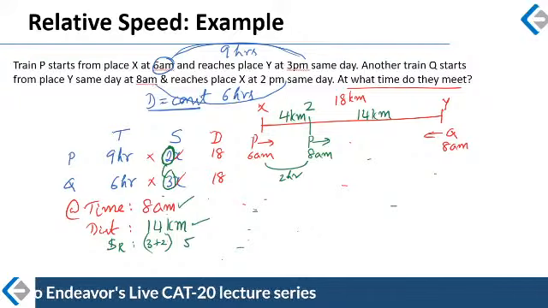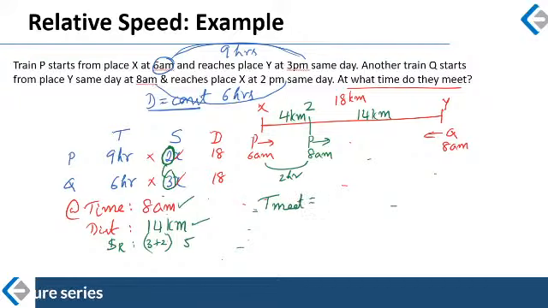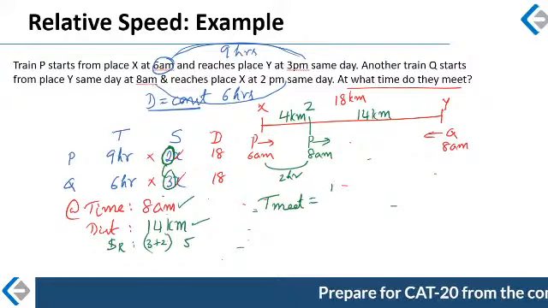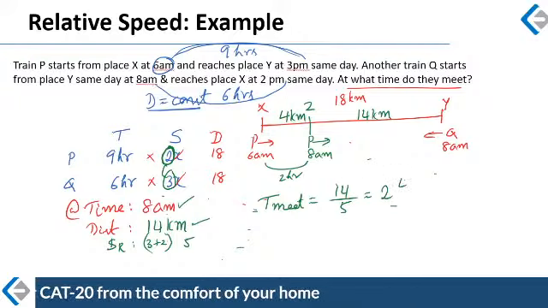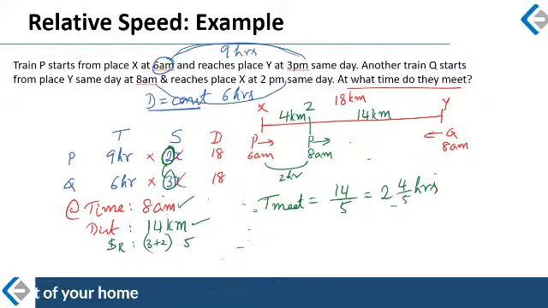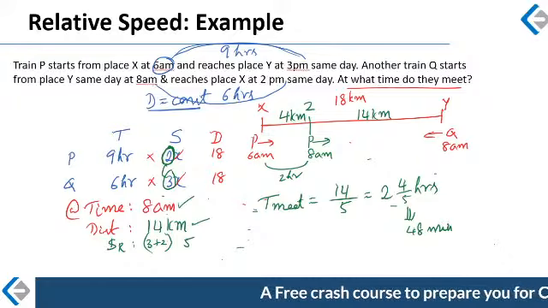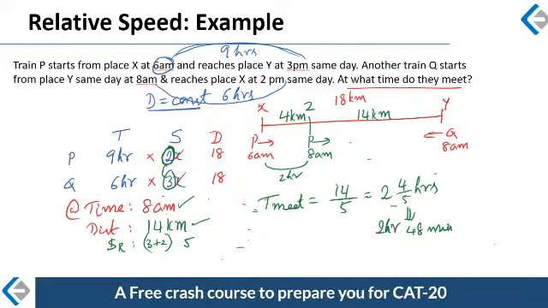Okay, therefore, what is the time of meet? The time of meet is the relative distance to be covered, that is 14 kilometers, divided by the relative speed, 3 plus 2, which is 5. That is 14 divided by 5, the time of meet. What is 14 divided by 5? 2 full hours, and another 4 by 5 hours. What is 4 by 5 hours? 4 by 5 into 60 gives 48 minutes. So it takes 2 hours 48 minutes.